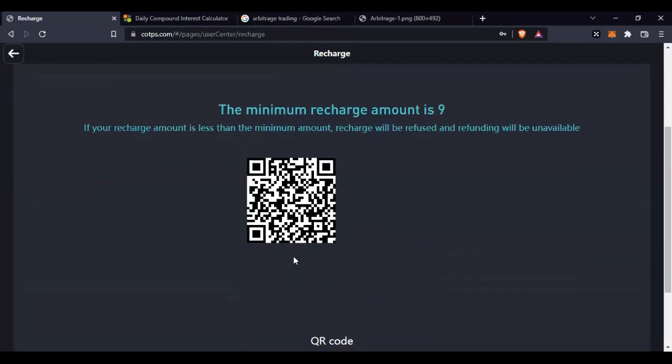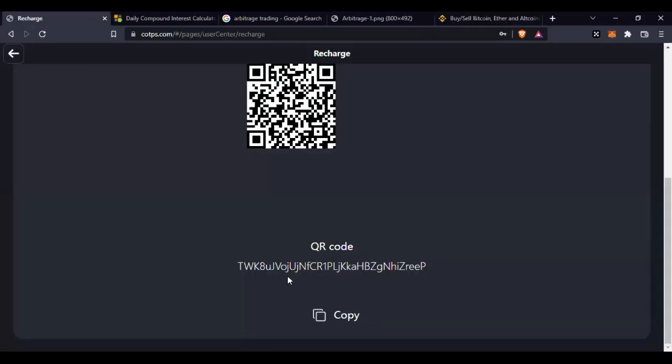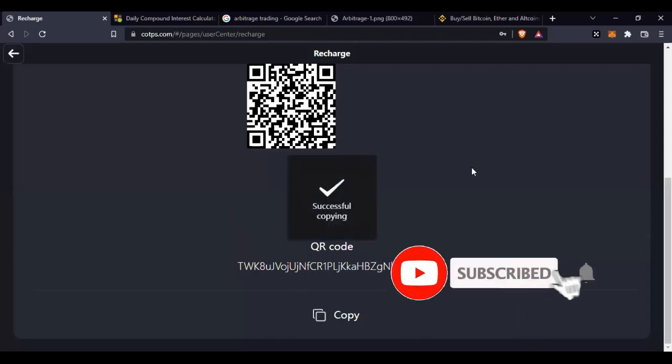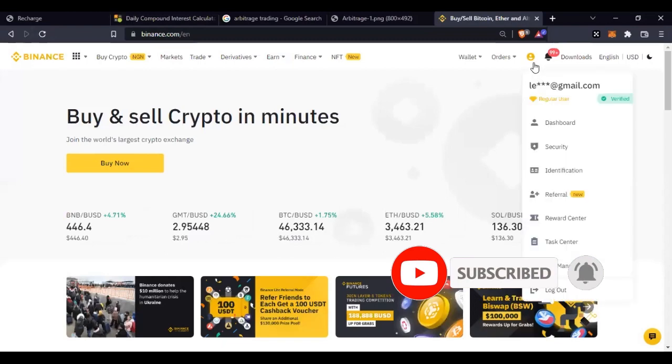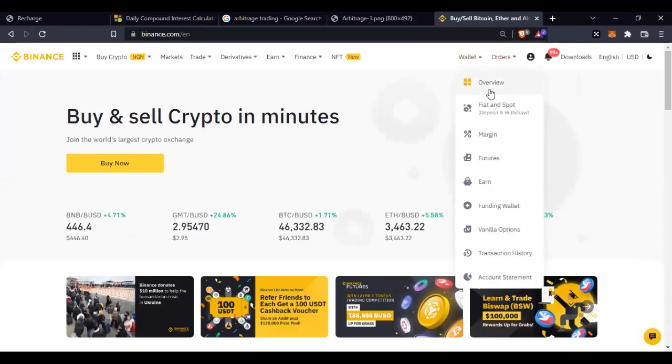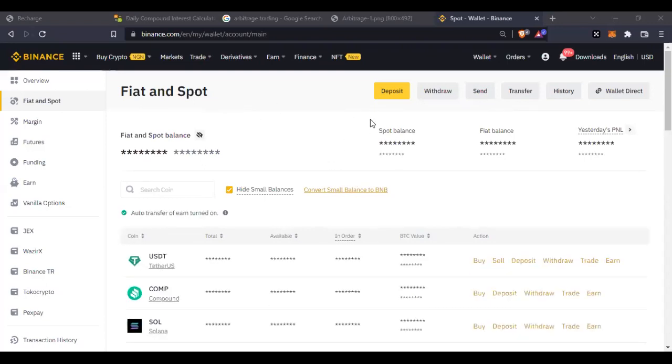To be able to fund this account, I'm going to my Binance, so I just open my Binance, okay? Now that I've opened Binance, I'll copy this address, all right? Let me copy the address. Once I copy the address, I'll come to Binance, go to wallet, and click on fiat and spot. Here on my fiat and spot wallet, I'll just go ahead and click on withdraw, okay?